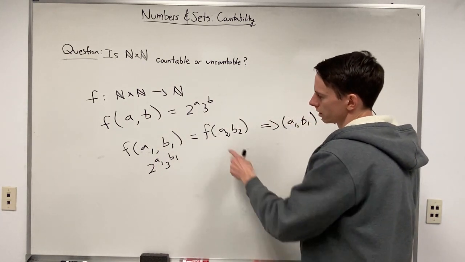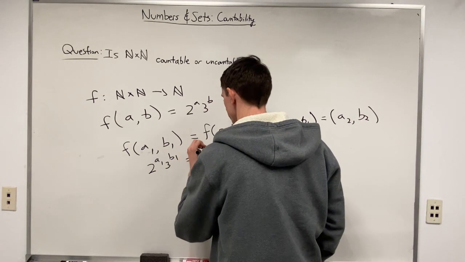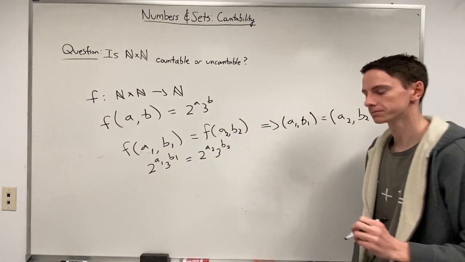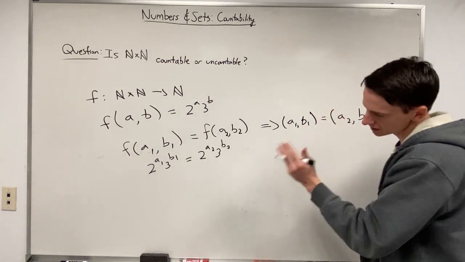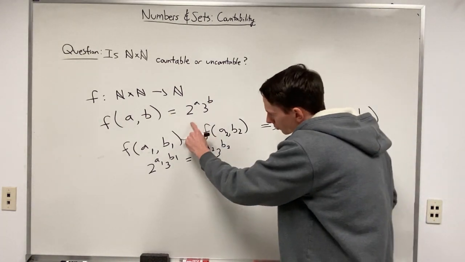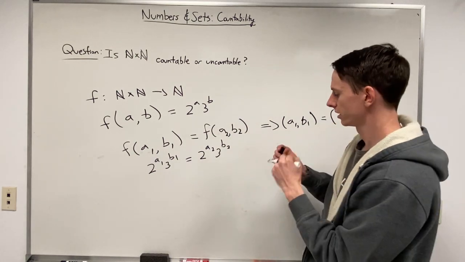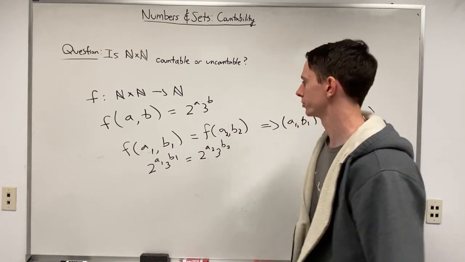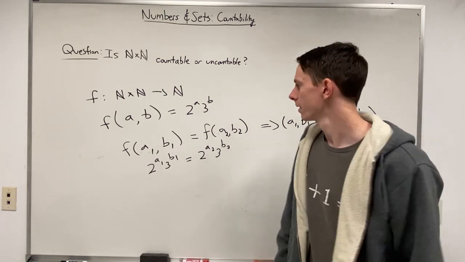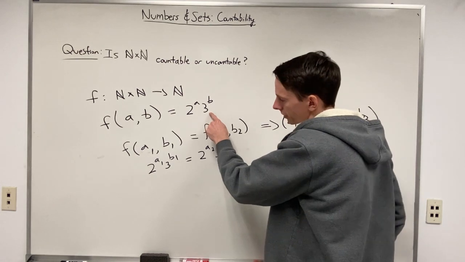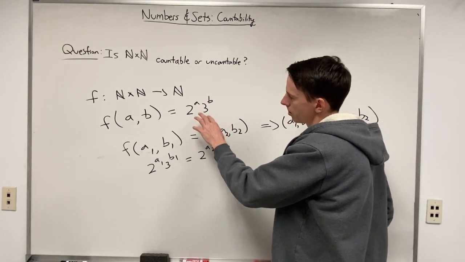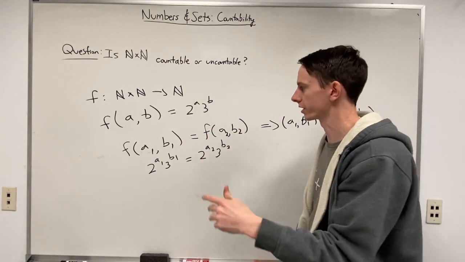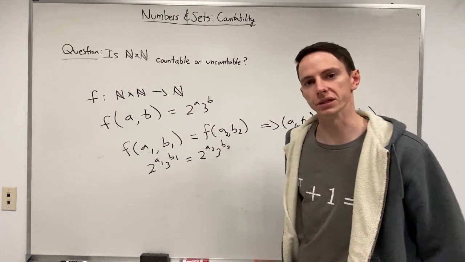And f of a2, b2 is 2 to the a2, 3 to the b2, like this. Right. And this is where we utilize the fact that we picked prime numbers as our base. Because we know that, well, first, each number has a unique prime factorization, but also you can imagine if we had a 4 here, then there would be different ways that we could take various powers of 2 and 4 for a given set of a and b's.